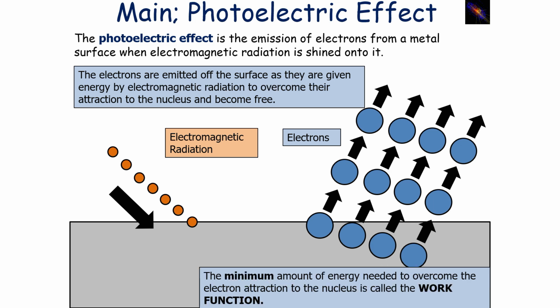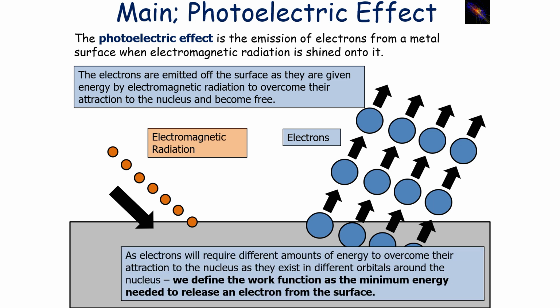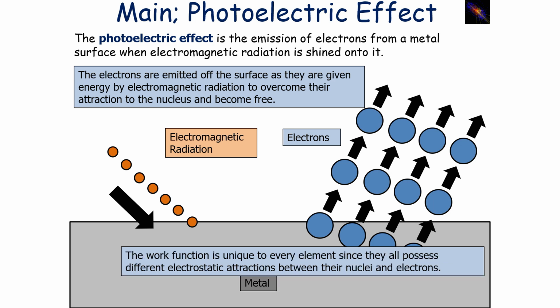It's important to note that the minimum amount of energy needed to overcome the electron's attraction to the nucleus, which is holding the electrons in the structure, is called the work function. As electrons require different amounts of energy to overcome their attraction to the nucleus, as they exist in different orbitals or different parts of the metal, we define the work function as the minimum energy needed to release an electron from the surface. The work function is unique to every element since they all possess different electrostatic attractions between their nuclei and the electrons.